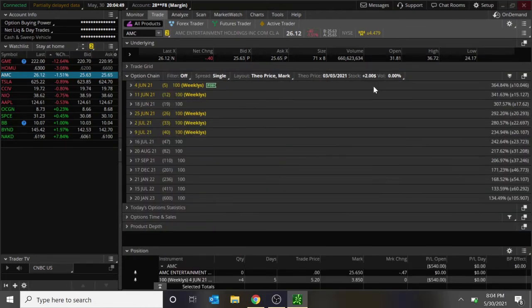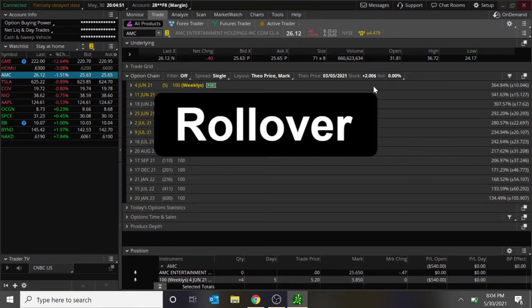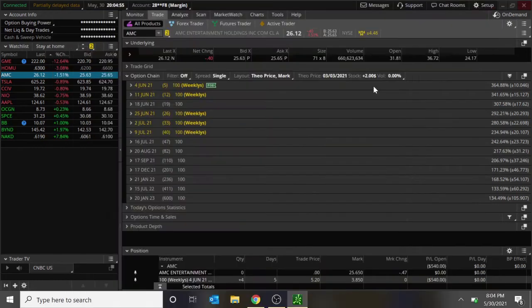Okay, next we are going to be talking about rollover. And I'm not talking about your pets. In this case, rolling over simply means you want to continue holding your option chain past its current expiration period. So if you have a June 4th expiration, obviously you don't want to hold something. If it's a Thursday, for example, and you're trading it to Friday, that's fine.